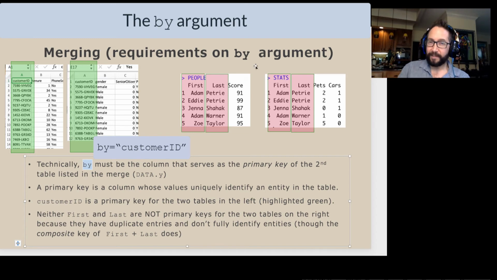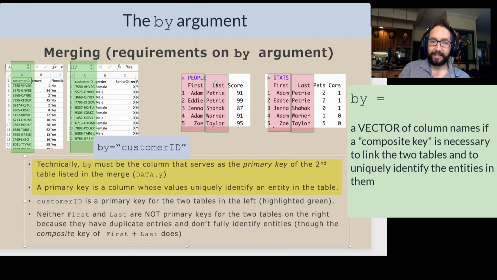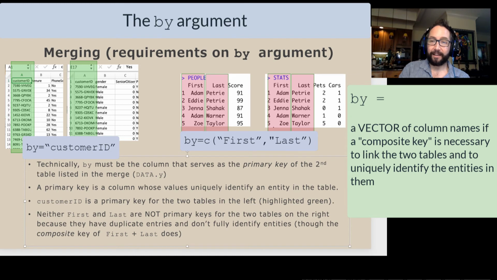So technically, if you're good with SQL speak, what has to happen is that what you pass in the by argument actually needs to be the primary key of the second table, the table on the right here. Primary key is a column that has a unique value for each row. It essentially uniquely identifies the individual in that table. So in this case, there is no single column that's a primary key for the data frame on the right here, the data.y, but R will allow us to merge on the combination of columns if we just pass that as a vector.